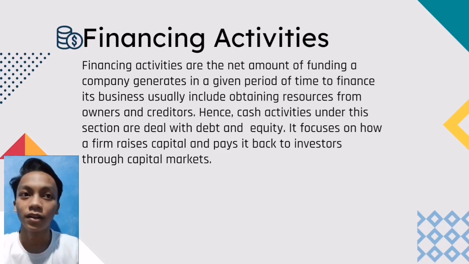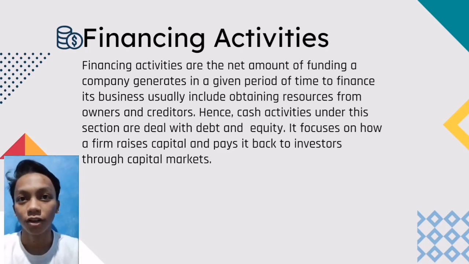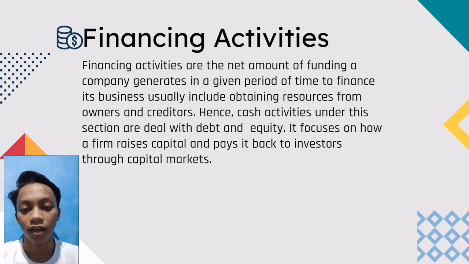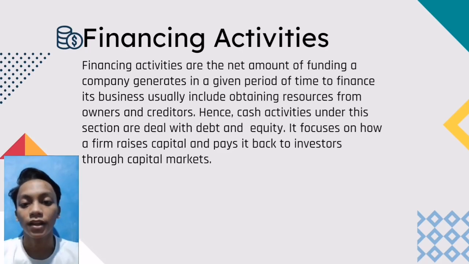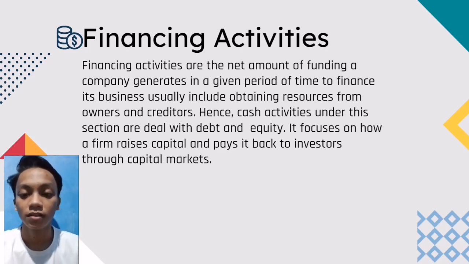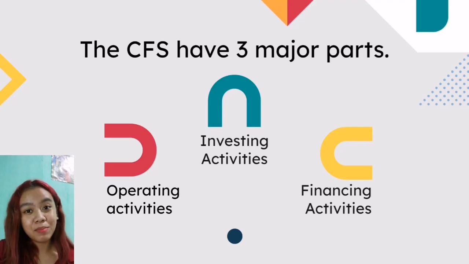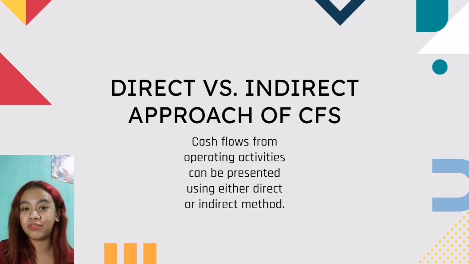Tapos, ang pinagkaiba ng financing activities sa operating activities. Financing activities, ibig sabihin, yung principal cash yung binabayaran. And sa operating is yung related activities. Ayun yung pinagkaiba nila. Principal, ibig sabihin, financing activities. Tapos related activities, ibig sabihin, operating activities. So, again, this is the three major parts of CFS. So, let us now go to the direct and indirect approach of CFS.